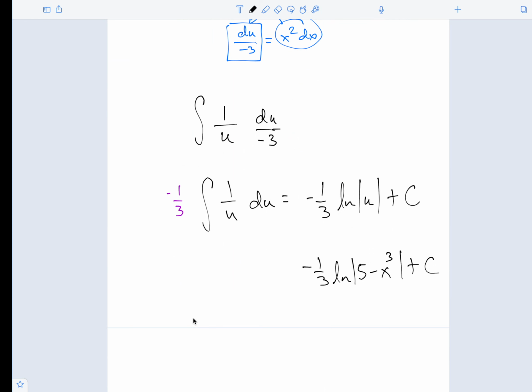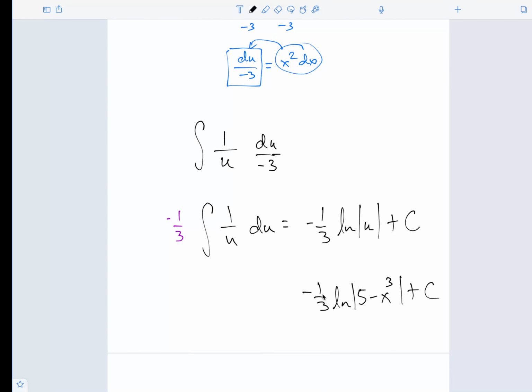So that's a little bit excessive, and you don't necessarily need to do that, but just to show the degree of consistency with these sorts of problems, I wanted to show that.